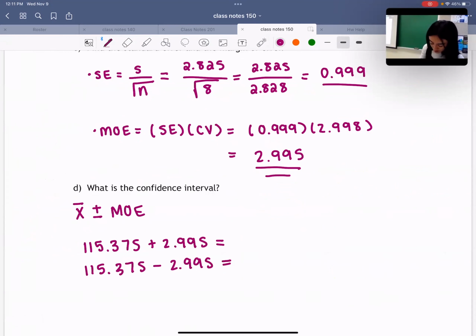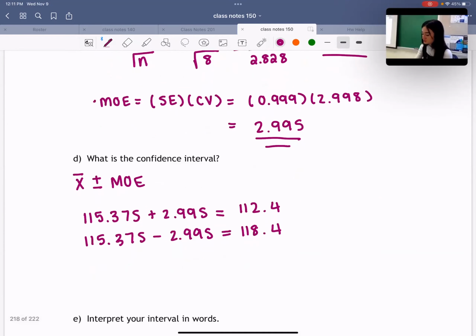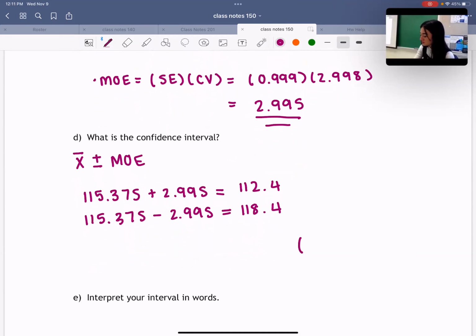And the two numbers I'm getting are 112.4. I don't know why I didn't leave 3 decimal points that time, but this is fine. And then my other one is 118.4. Once I find my two numbers, you can stick them in the interval. Usually the lower one goes first and the higher one goes second, but it doesn't really matter to me.